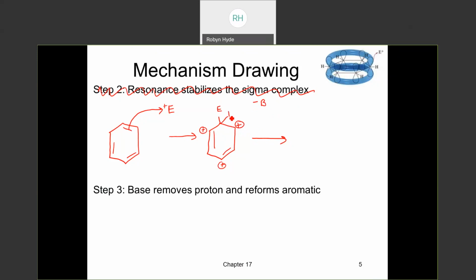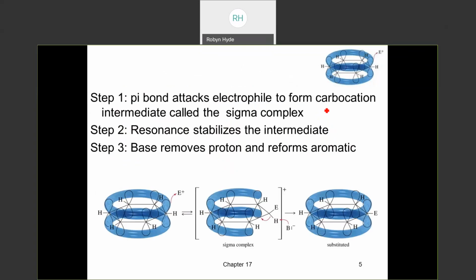That base is going to remove a proton from the same carbon with my electrophile. Those electrons move in to reform the pi bond, and I get my benzene ring with a new electrophile added at the end. Okay, and so that is the summary of electrophilic aromatic substitution. So let's look at a figure from your Wade textbook.